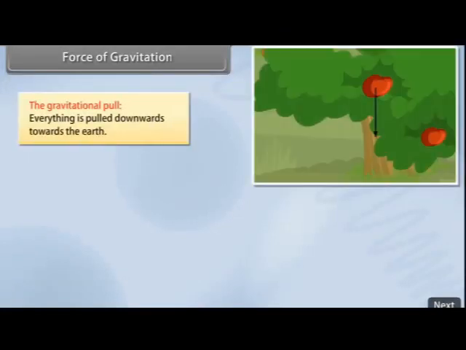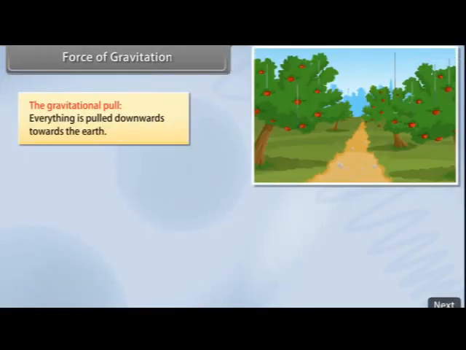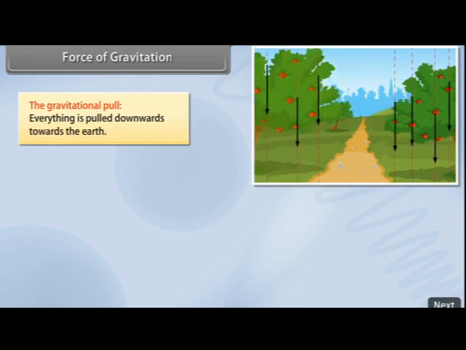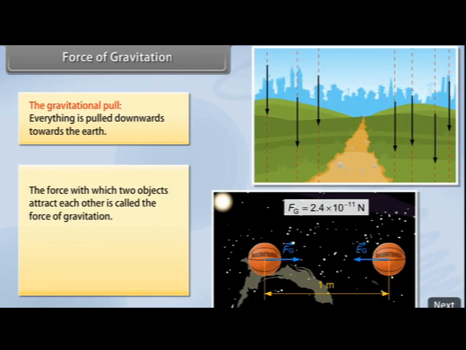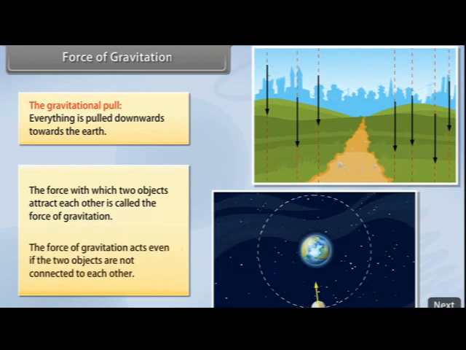The gravitational pull. Everything is pulled downwards towards the earth. The force with which two objects attract each other is called force of gravitation. The force of gravitation acts even if the two objects are not connected to each other.